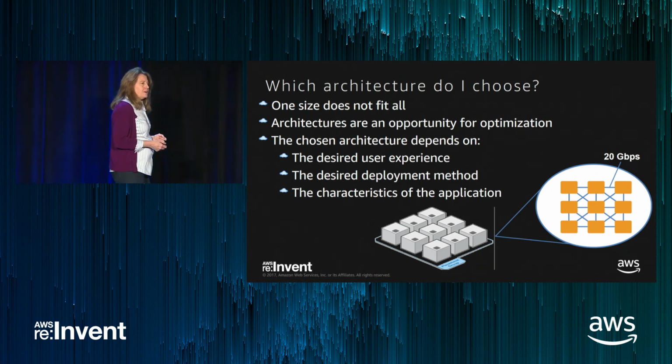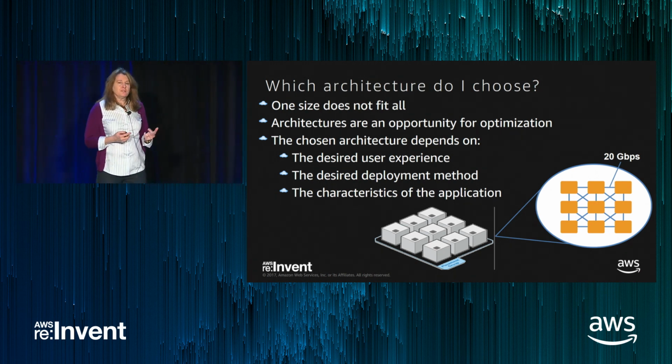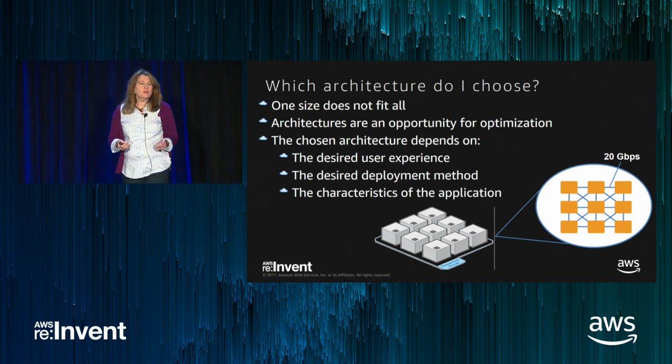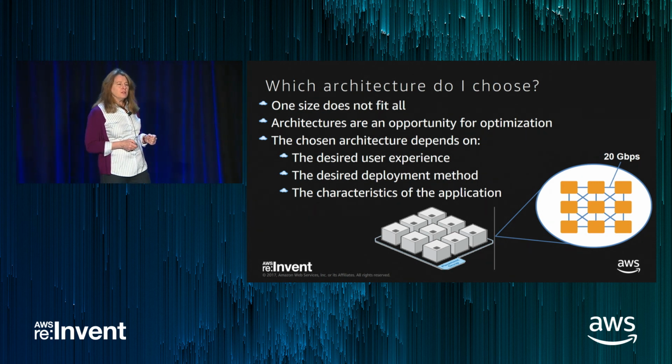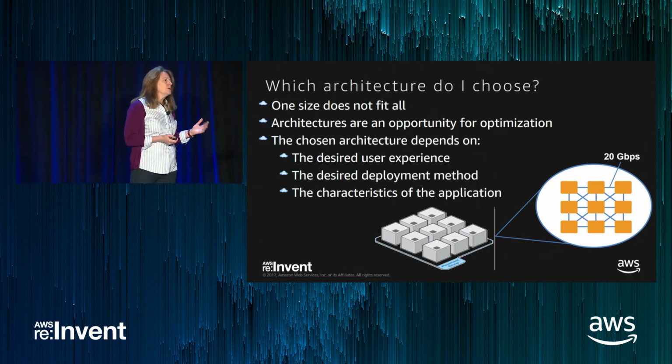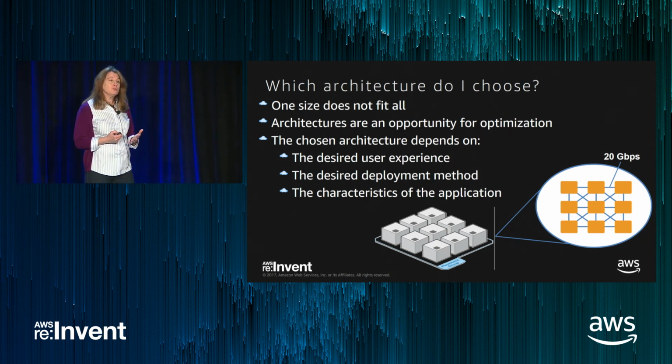As I said earlier, on AWS, it's not one size fits all. It's not like your on-premise cluster where you take what they give you. You get to choose. And these architectural choices depend not just on the characteristics of your application, how much memory it uses or how much I/O it has, but also on the desired user experience.